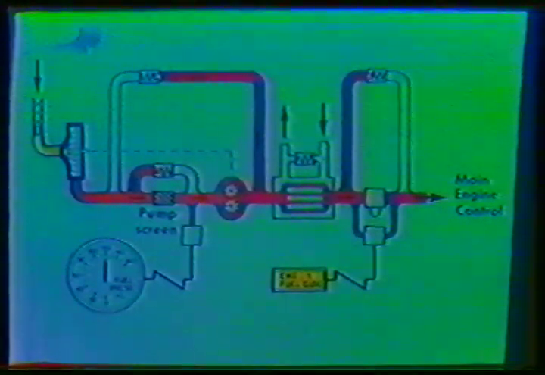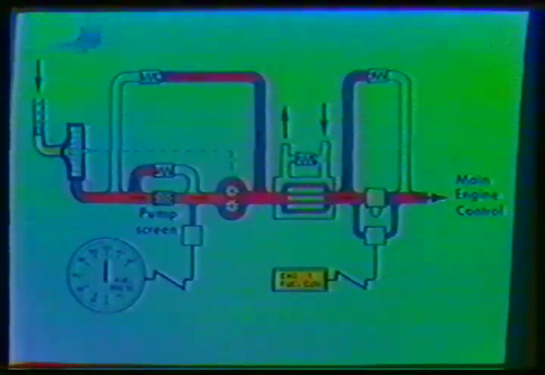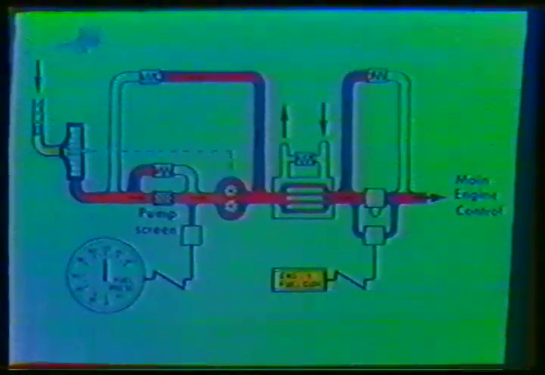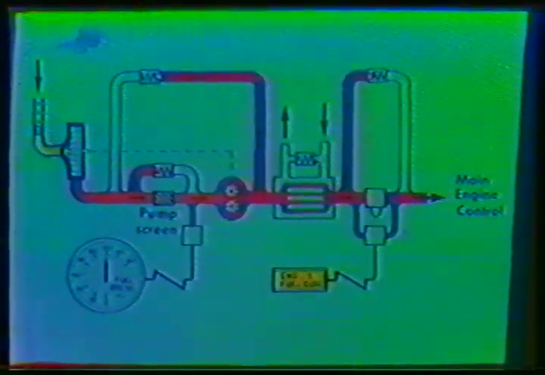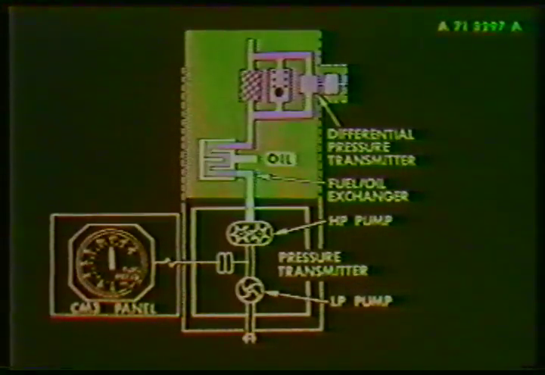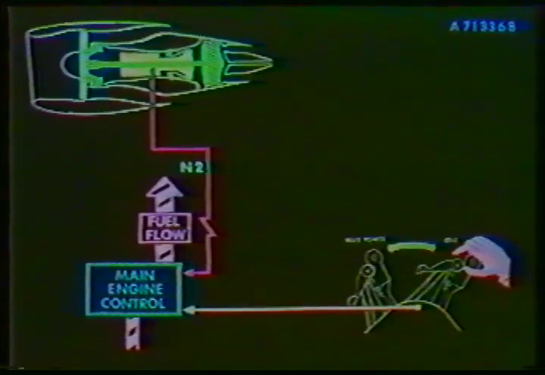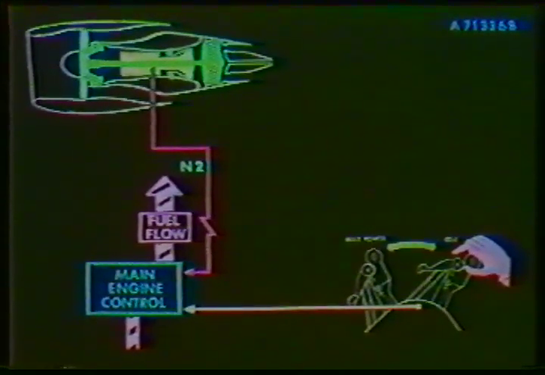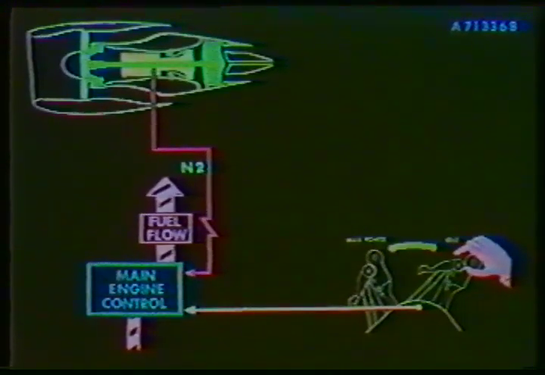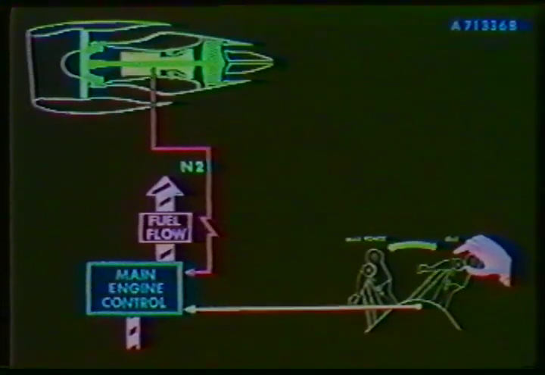Downstream, we find the fuel filter with a bypass valve. This bypass is designed to ensure a fuel supply in the event the filter should clog. If clogging occurs, a differential pressure transmitter activates a fuel filter clog light on the second officer's panel. Then the fuel enters the main engine control. The main engine control obtains and regulates the N2 selected by the throttle. The fuel flow is regulated in order to maintain a constant N2 for a given throttle position.